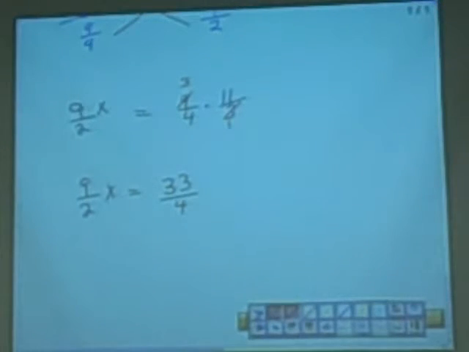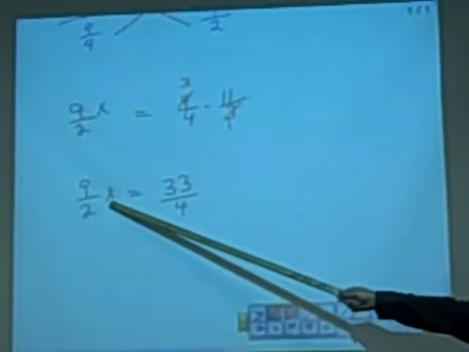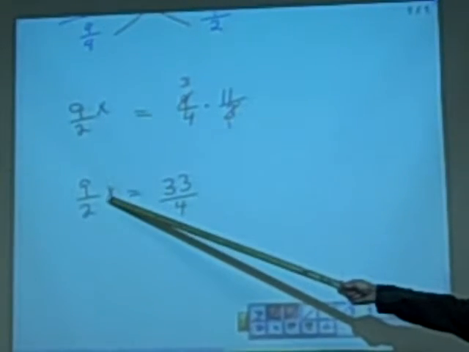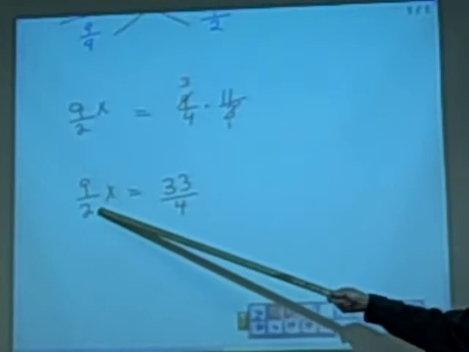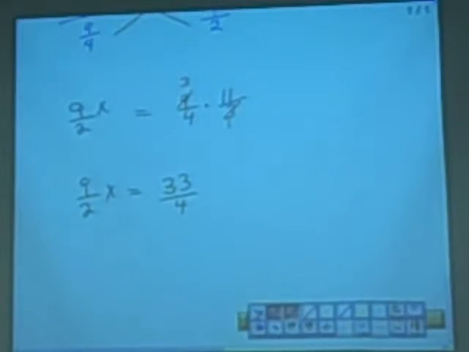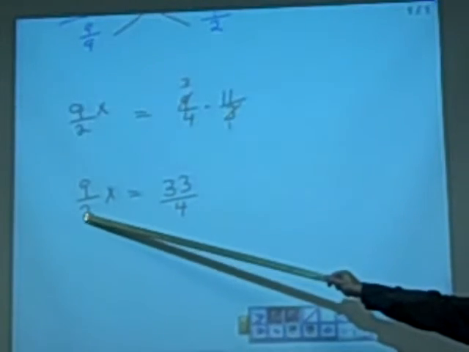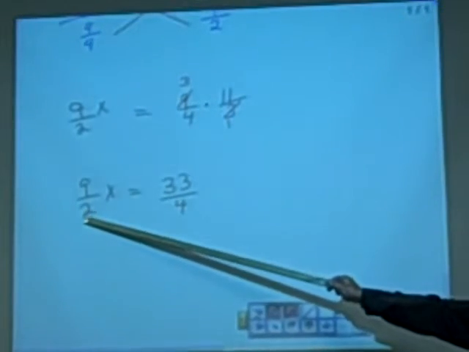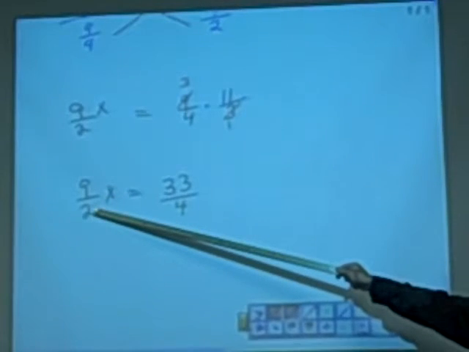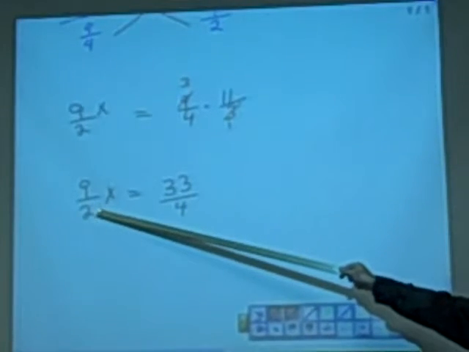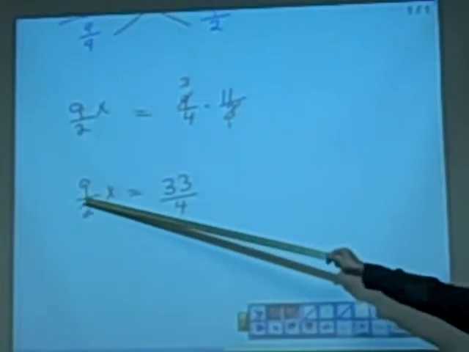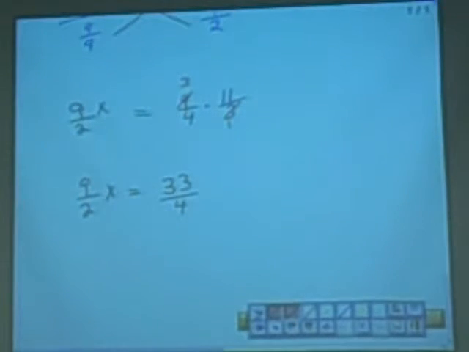Okay, so far so good. Now, let's look at this left side. We've got to isolate that x. We've got to get that x by itself. So let's look at the denominator first. What do we have to do to get that 2 out of there? Multiply by 2, right? Because the 2 is doing what in relation to the x? Add, subtract, multiply, or divide. Divide. 2 is dividing, right? So we've got to multiply.